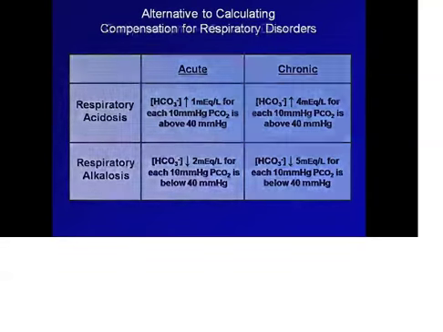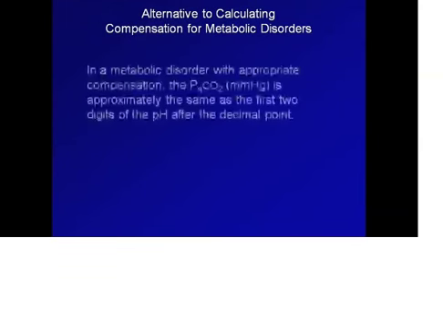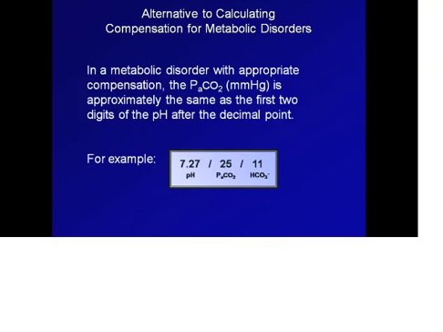There is actually an extremely easy alternative to calculating compensation for metabolic disturbances. In a metabolic disorder with appropriate compensation, the PCO2 in millimeters of mercury is approximately the same as the first 2 digits of the pH after the decimal point. To see what I mean exactly by that, here is a quick example. In this ABG, the pH is 7.27, the PCO2 is 25, and the bicarb is 11. Now take the first 2 digits of the pH after the decimal, which in this case is 27, and compare it to the PCO2.